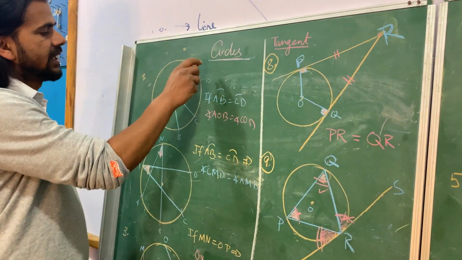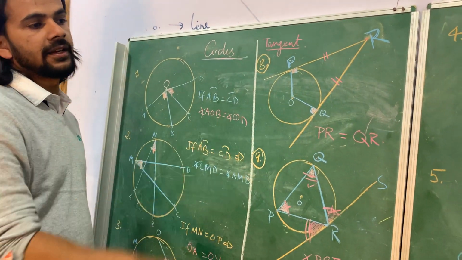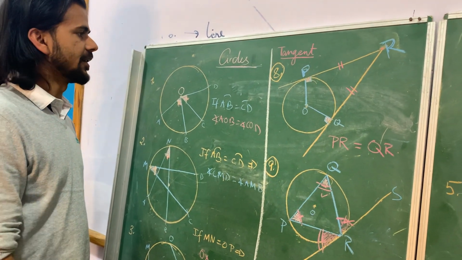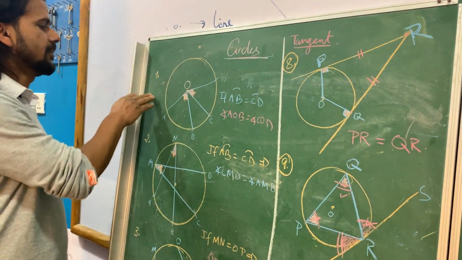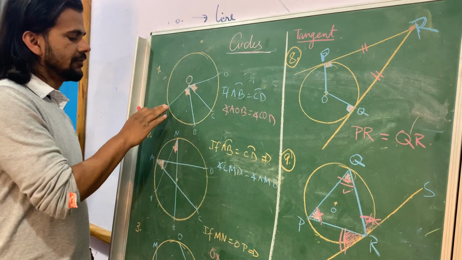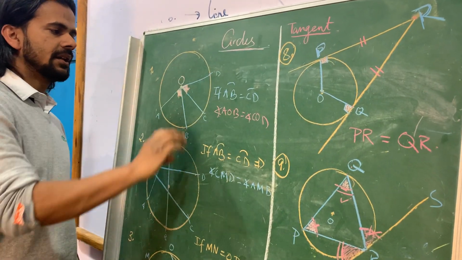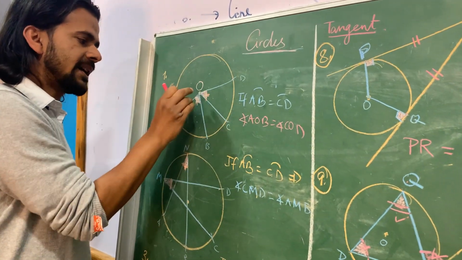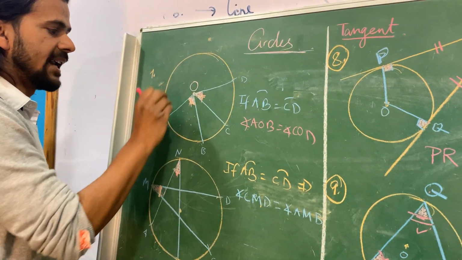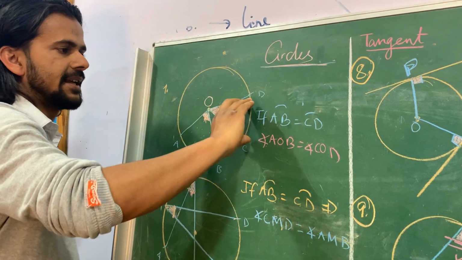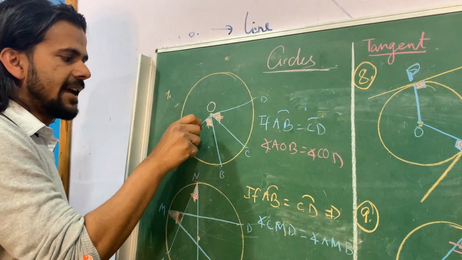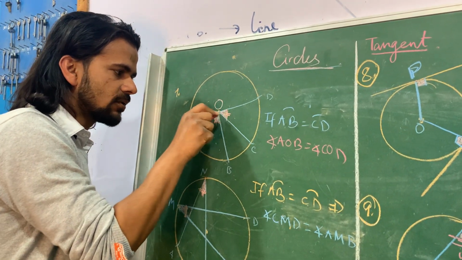Okay, I will explain some of the theorems that are related to the circle. Listen very carefully. The first theorem is that in a circle, if you take two arcs AB and CD to be equal, the angles subtended by these equal arcs are going to be equal at the center. So AB and CD are equal, so the angles subtended here at the center are also equal.